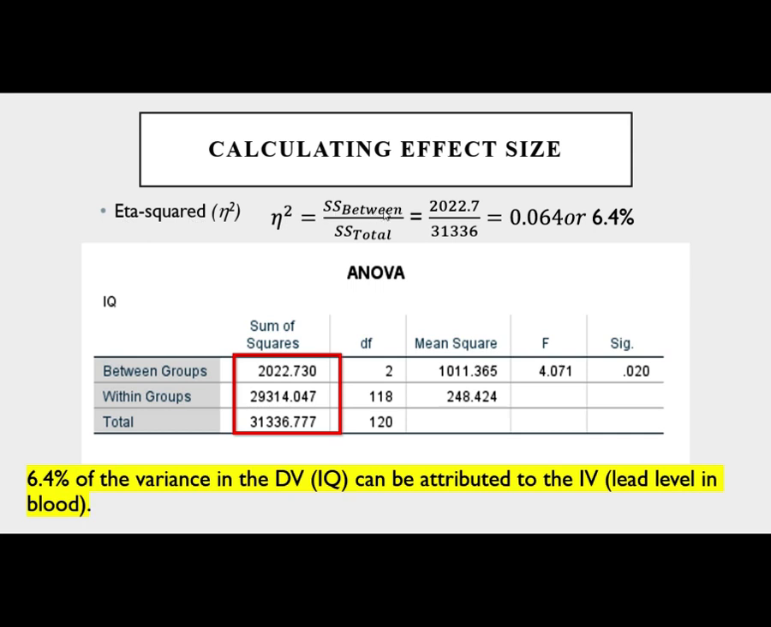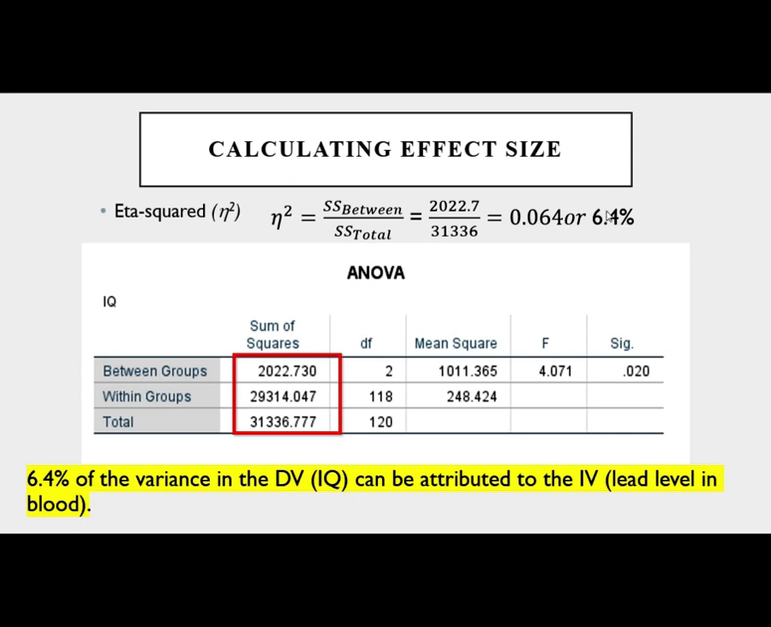And the way we find it is straight from output. We just look at the sum of squares between. So not the mean square, the sum of squares. We get this top one over the total. So we do 20227 divided by 31336. I could have done it to the decimal place, I was just being lazy. And I get 0.064 or 6.4%.